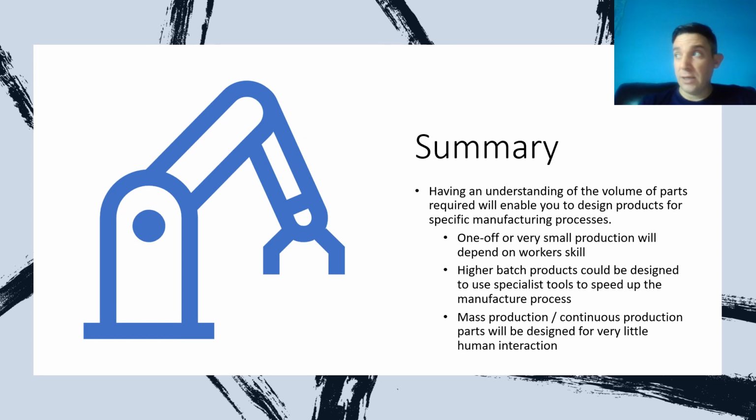If you've got higher batch products, you're likely to be considering specialist tools to help speed up the manufacturing process. So if we're making things out of plastic, we may be looking at injection molding tools, for example. And then finally, if we're going to be mass producing parts, or we're going to have continuous production, you're going to have to think about how your parts can be designed with very little human interaction, processes that can be repeatable over and over and over.